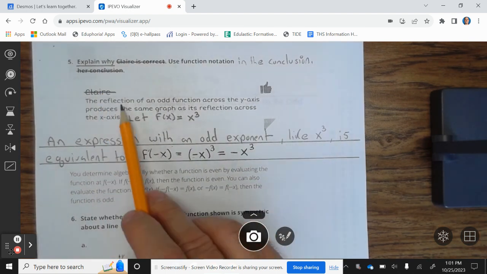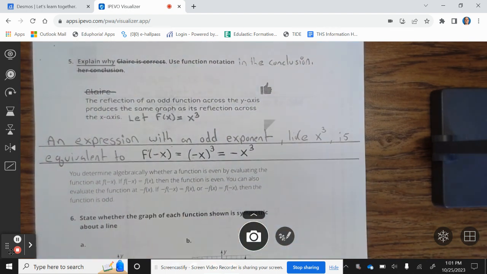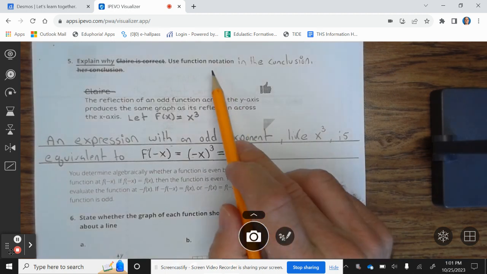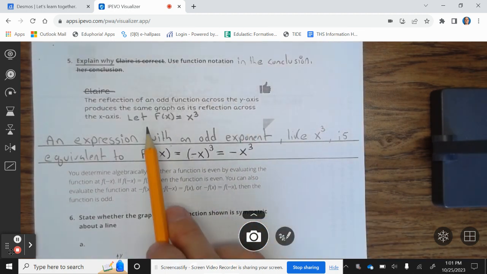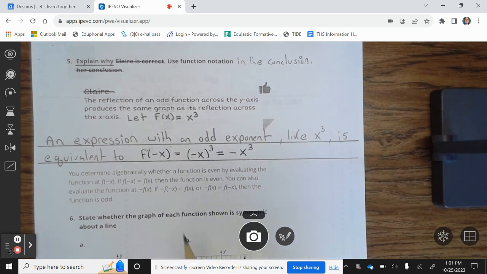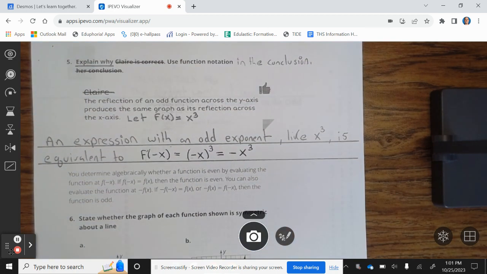Explain why the reflection of an odd function across the y-axis produces the same graph as its reflection across the x-axis. Then use function notation in the conclusion. Let's let f of x equals x cubed. An expression with an odd exponent like x cubed is equivalent to f of negative x equals parentheses negative x cubed, which is equal to negative x cubed.